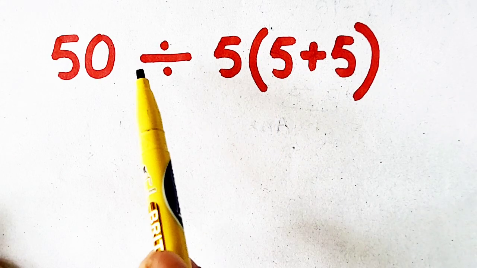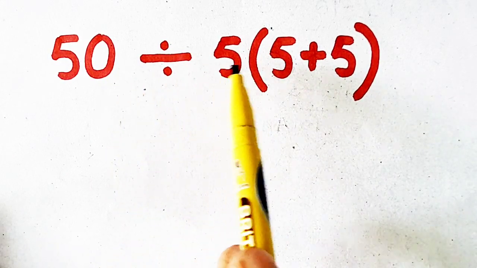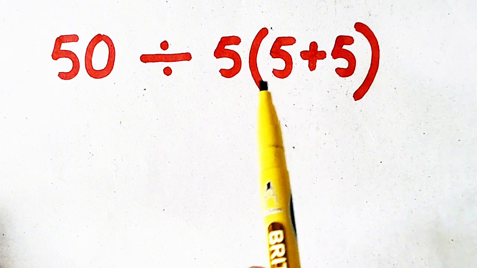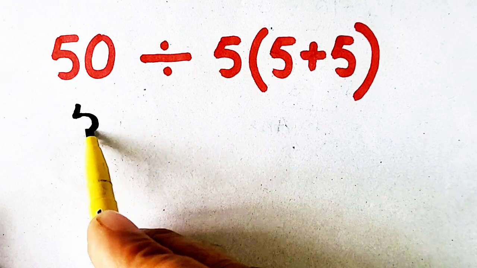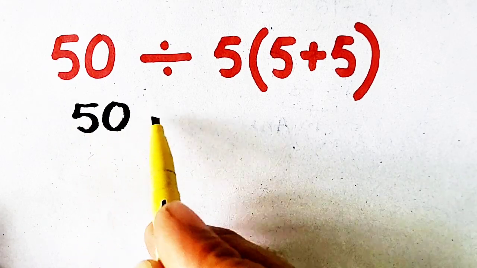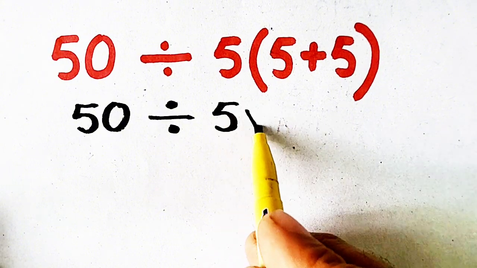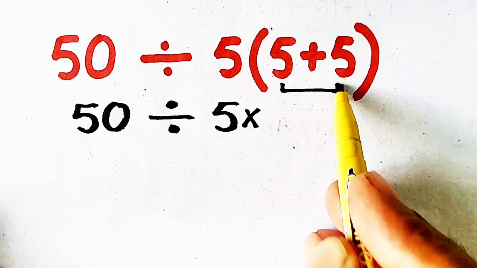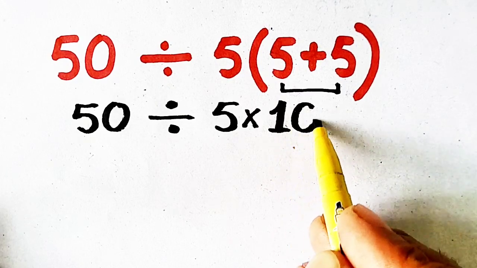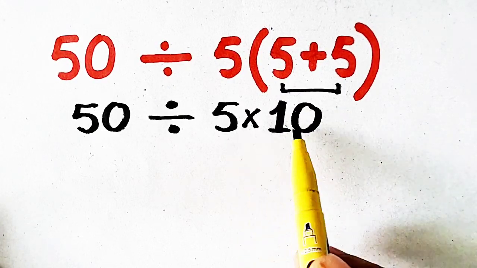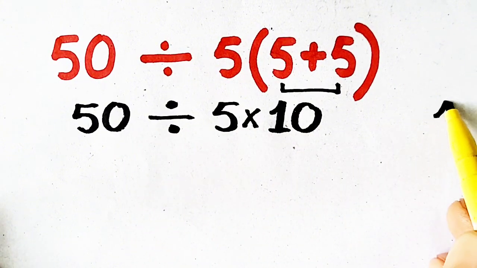1 will be our answer, but it is not correct, so we have to solve it by the order of operation. So we will solve it 50 as it is, divided by as it is, 5 as it is, multiplied by 5 plus 5 will be equal to 10. Now, in the first case, 5 times 10 will be equal to 50.